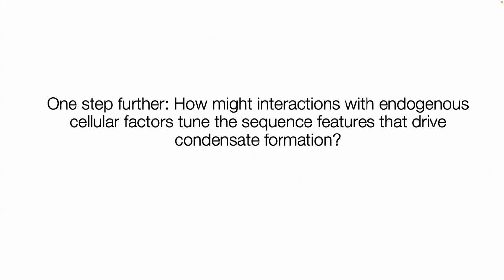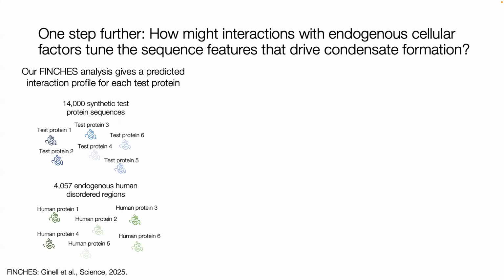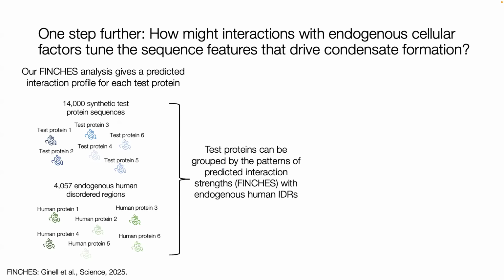Okay, finally, we can take this analysis even one step further and actually ask, how might interactions with endogenous cellular factors tune the sequence features that drive condensate formation? So if we return to our Finch's analysis, this analysis gives us a predicted interaction profile for each test protein. So for every one of these test proteins, we have its predicted interaction strength with every endogenous human IDR. And then what we can do is group these test proteins by the patterns of predicted interaction strengths with endogenous human IDRs.